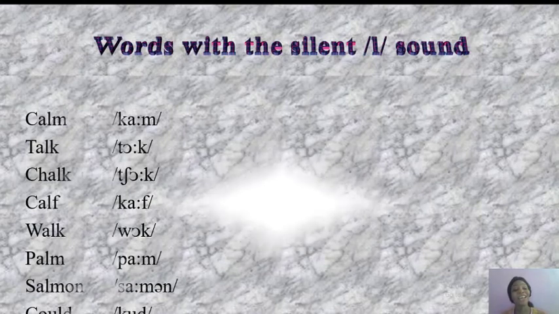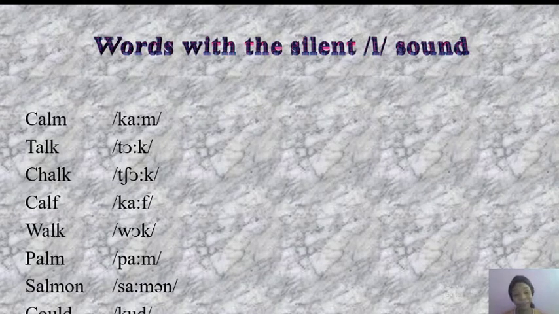Okay. Now, we have a list of words here. We have calm. Just calm down. You don't say calm down with the L. No, in that word, the L sound is silent. Despite the fact that there is an L in the spelling of the word, you don't pronounce the L sound when you're actually pronouncing the word. So, we say that in such words, the L sound is silent.